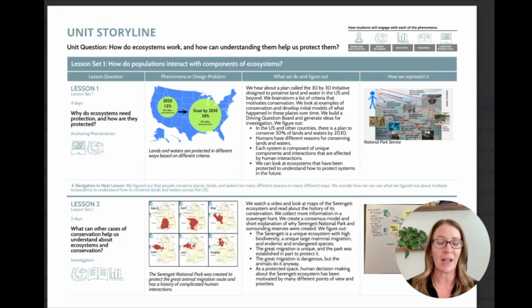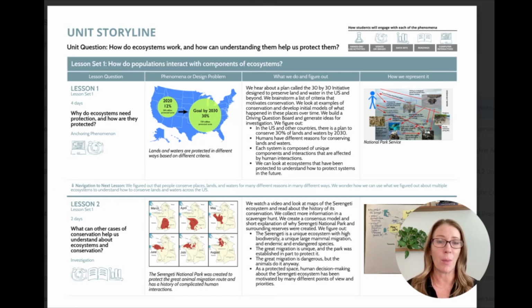Now, I will say that some people are worried about the 30 by 30 initiative either going out of date or maybe not anchoring the unit as well as it should. I would like to explain that the 30 by 30 initiative is going to come back in the end, and it sets up a little bit of an engineering problem in a way, a problem-based unit, in the fact that we need to preserve ocean and land.